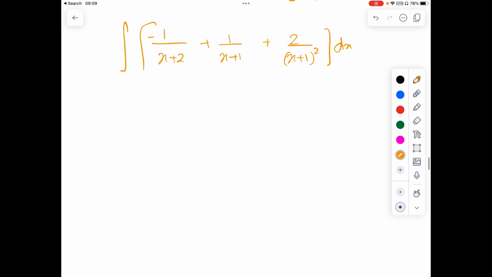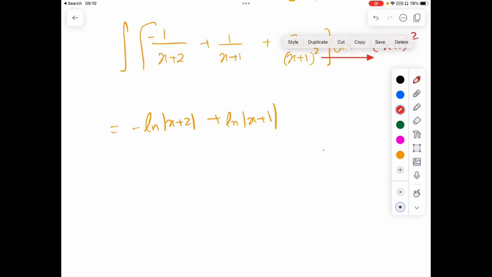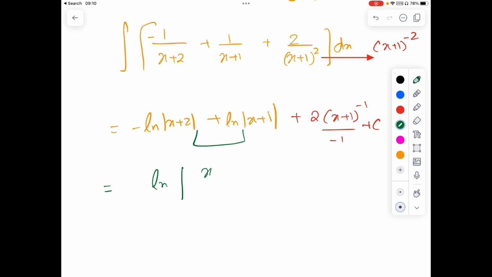dx. So what does that become? Negative ln x plus 2 plus ln x plus 1. Now this is again nothing but what? X plus 1 whole to the power of negative 2. The last one becomes plus 2 x plus 1 whole to the power of negative 1 upon negative 1 plus c. So what will my final answer look like? These two ln terms, I combine them: ln of x plus 1 upon x plus 2 minus 2 upon x plus 1 plus c.